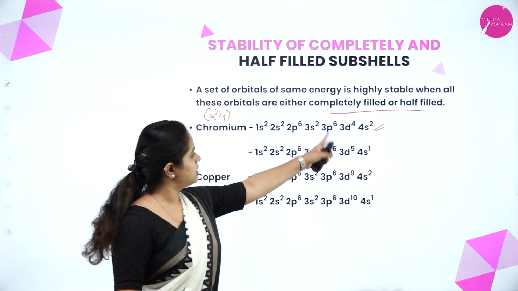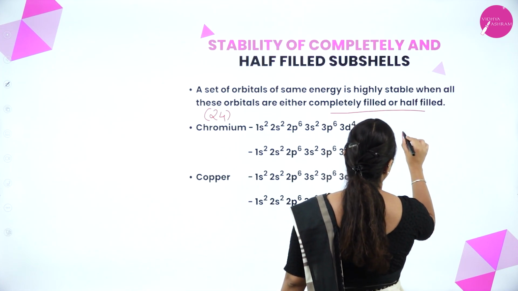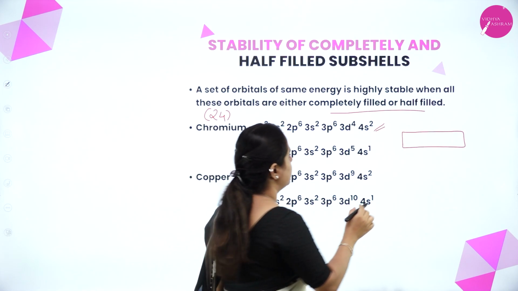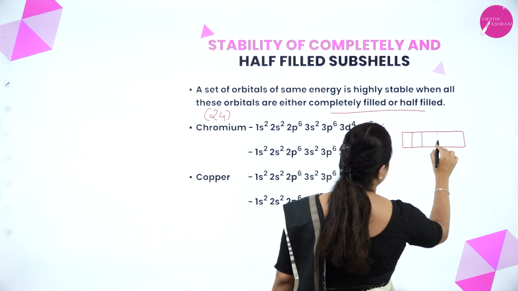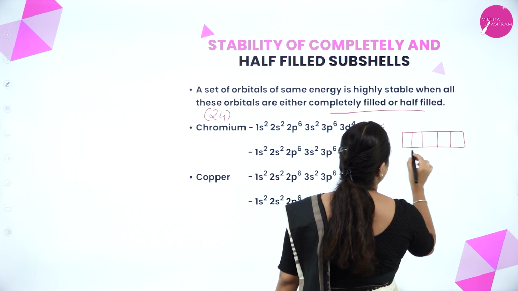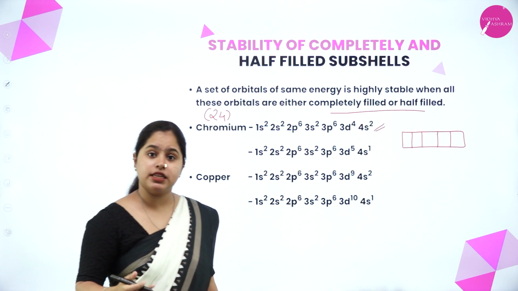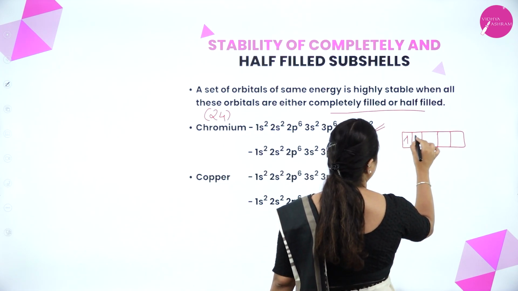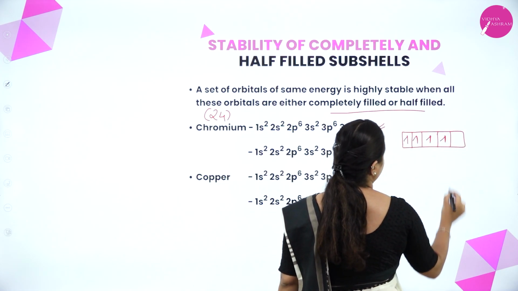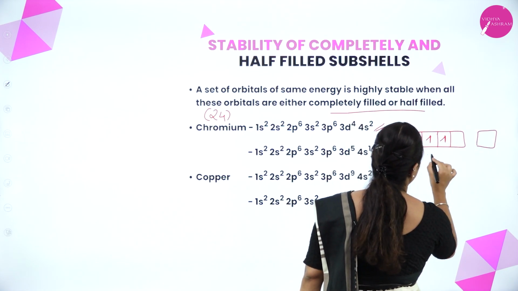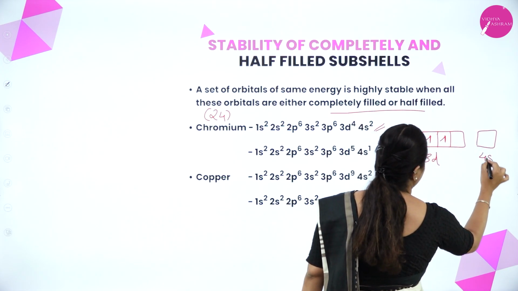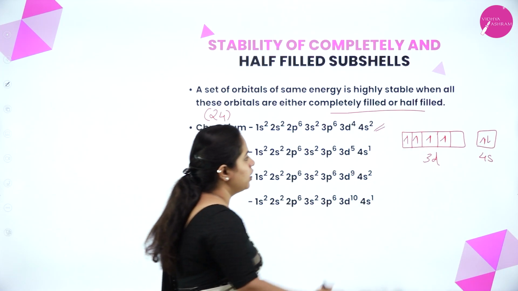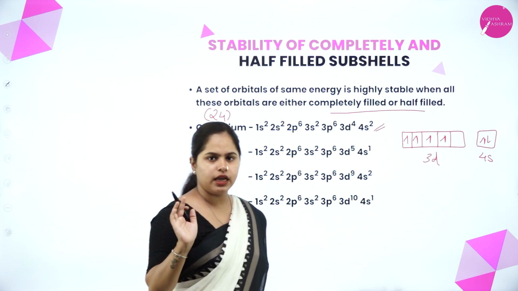I'm considering the last two, that is 3d4 and 4s2. We know the d subshell has 5 orbitals: dxy, dyz, dzx, dx square minus y square and dz square. So 3d4 and 4s2: 1, 2, 3, 4. This is 3d and this is 4s, and 4s has 2 electrons. As you can see here, 4 electrons are filled in the d orbitals.